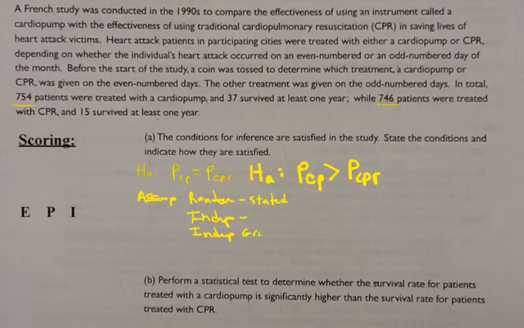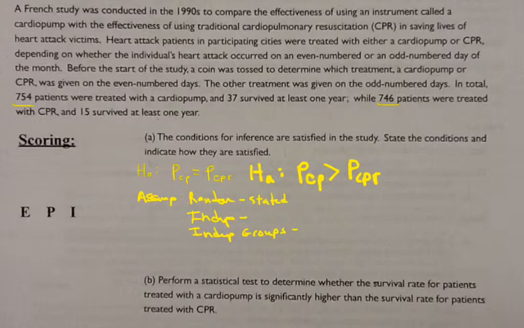Independence is because one person that has a heart attack with CPR doesn't have any effect on the second person that had a heart attack and had CPR. They don't have any influence on each other. Right. So if you had a heart attack and you got CPR, and then she had a heart attack and she got CPR, your survival rate and her survival rate wouldn't influence each other.